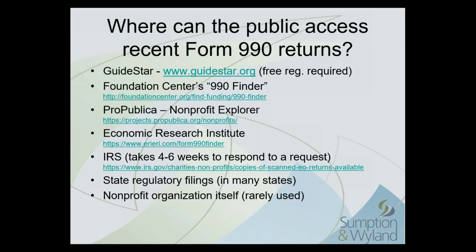The Foundation Center has what they call their 990 Finder. ProPublica has what they call their Nonprofit Explorer. Economic Research Institute has a 990 Finder function. You can actually contact the IRS directly and ask for copies of an organization's 990, but note that the IRS itself says it takes 4 to 6 weeks for them to respond to each request. One often overlooked possibility is going to state regulators. There are many states that require nonprofits, especially charities, to file some kind of a regulatory filing on an annual basis. Many of them ask for the 990 as part of that filing. So don't forget your state capital as a resource.